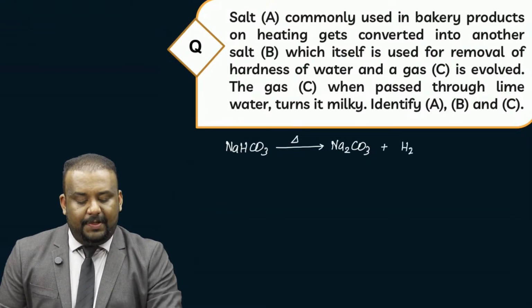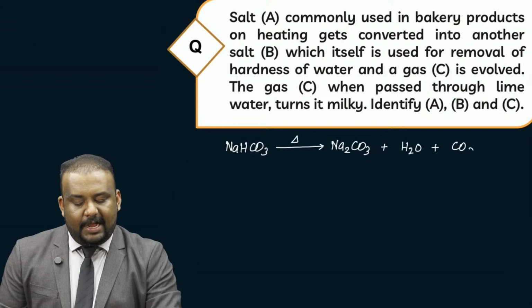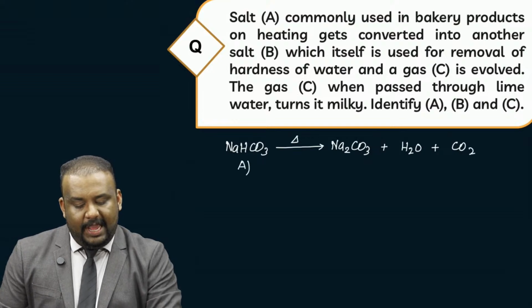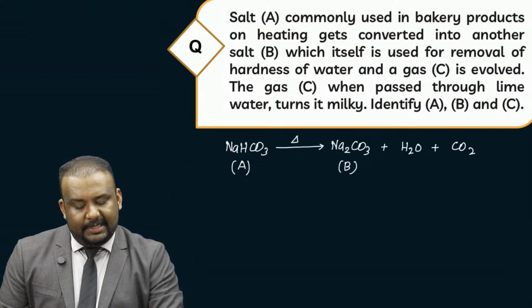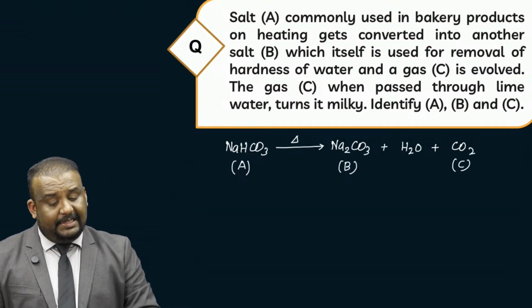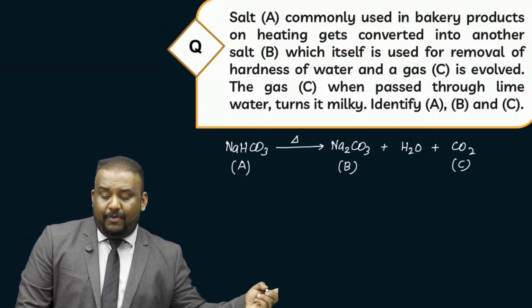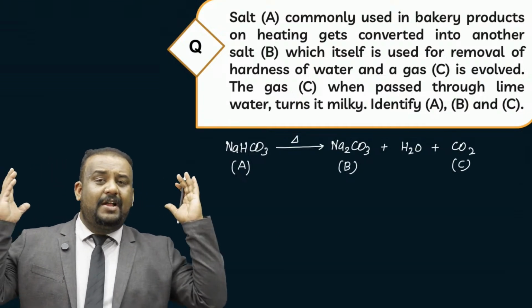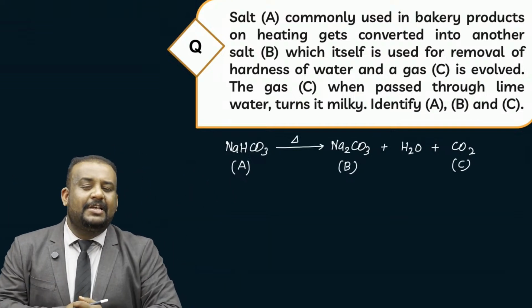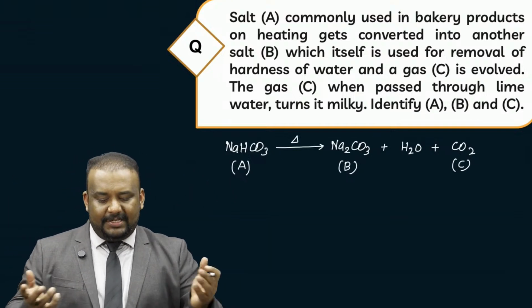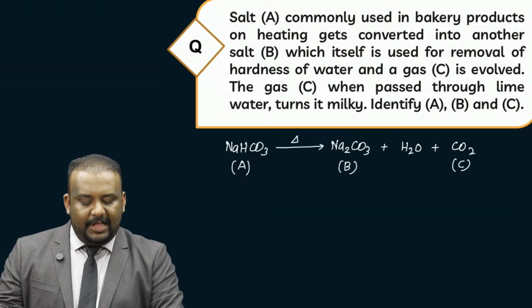Plus, what else do you get? H2O plus carbon dioxide. So this is salt A, and this is salt B, and it is giving a gas also. So carbon dioxide is the gas. And then they said the gas C, when passed through lime water, turns it milky. So that confirms that the gas is carbon dioxide, because carbon dioxide will turn lime water milky.